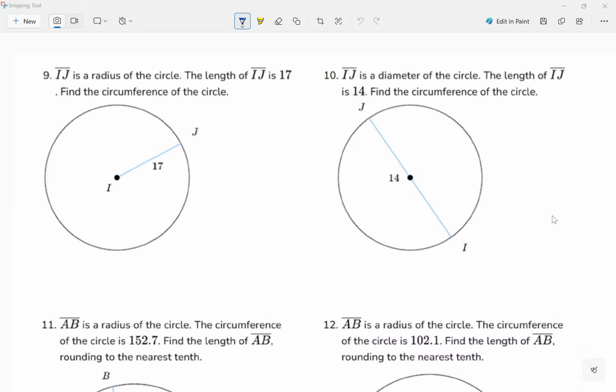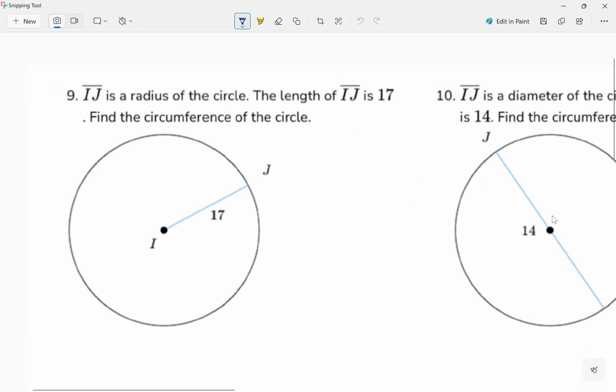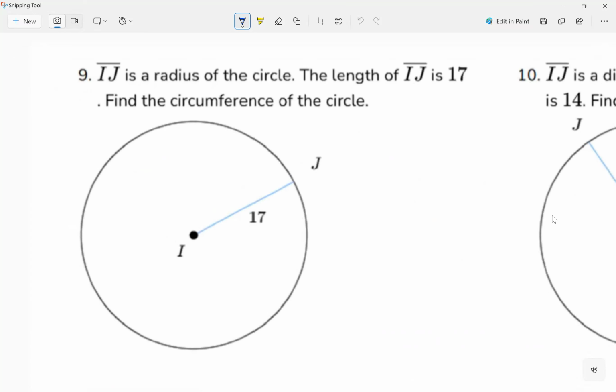All right, so today we're going to be working questions 9 through 12. We're going to be looking at the circumference. The circumference of a circle is basically the distance around the circle. So here we see a picture in question number 9. If I was to grab a string, start here, go all the way around it, then measure the length of the string, that's one way we can measure the distance around the circle.